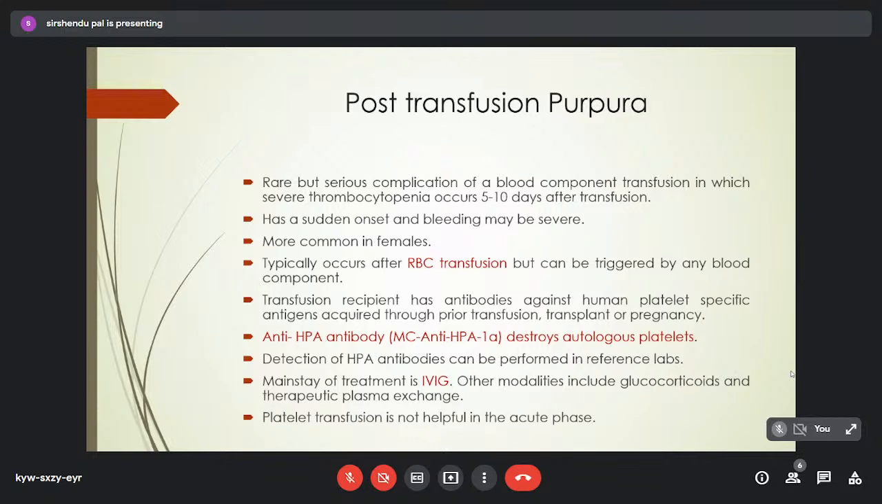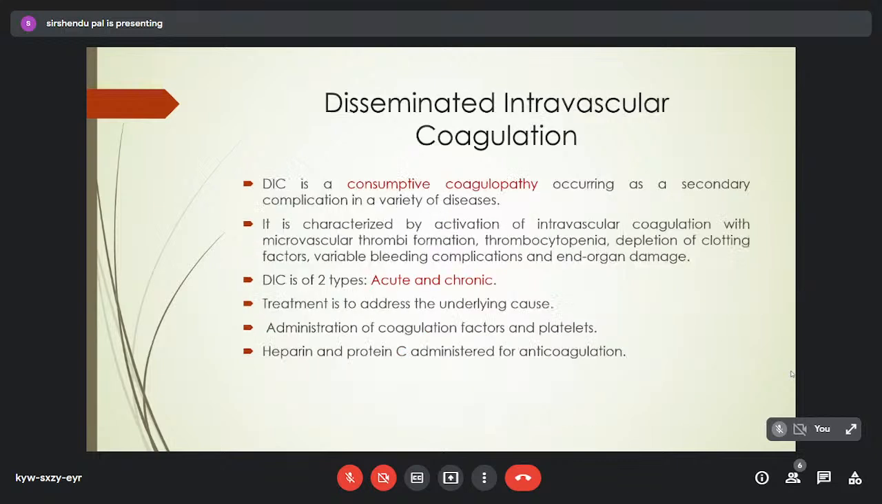Detection of the HPA antibodies can be performed in reference labs. The mainstay of treatment is IV immunoglobulins. Other modalities include glucocorticoids and therapeutic plasma exchange. Platelet transfusion is not helpful in the acute phase.